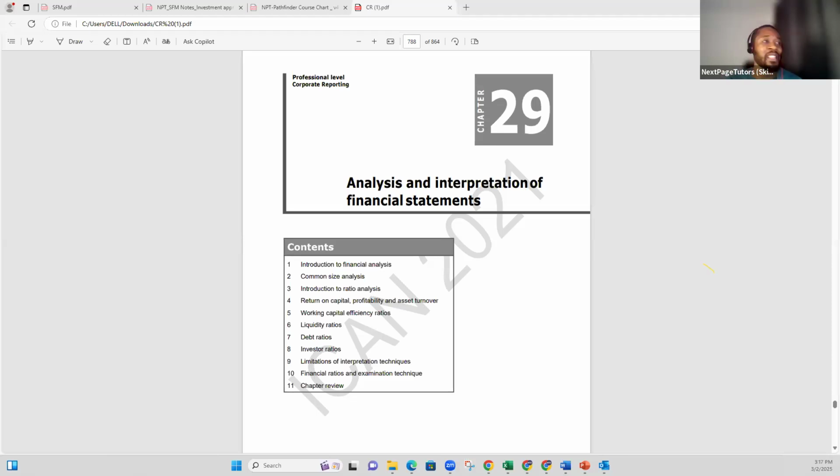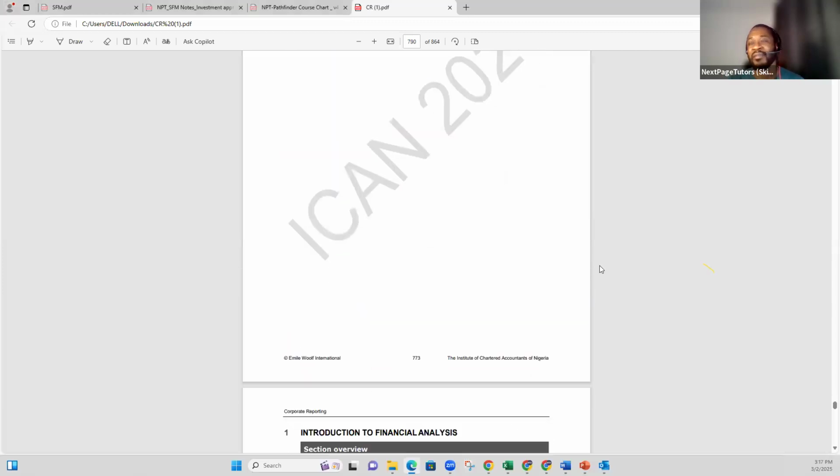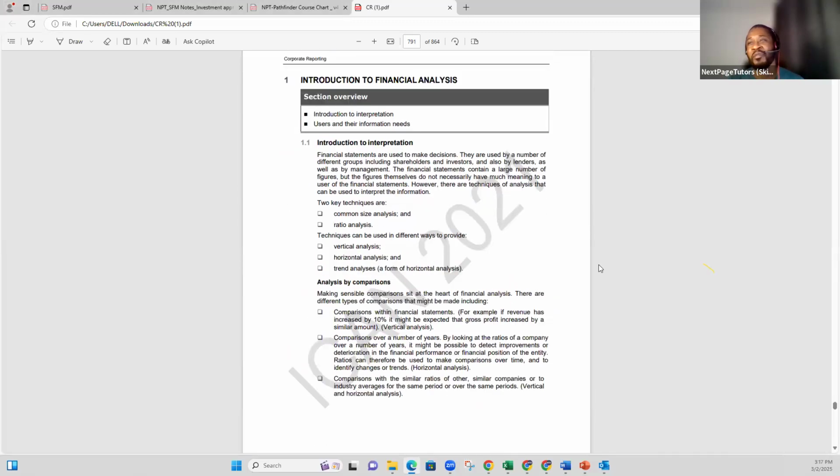So let's get started. It's possible most of us must have come across financial analysis and financial statement analysis, or whatever it was called when you did it in the past. But I need someone to first of all tell me what you understand by financial statement analysis. Let's put it that way. Not financial analysis, financial statement analysis.